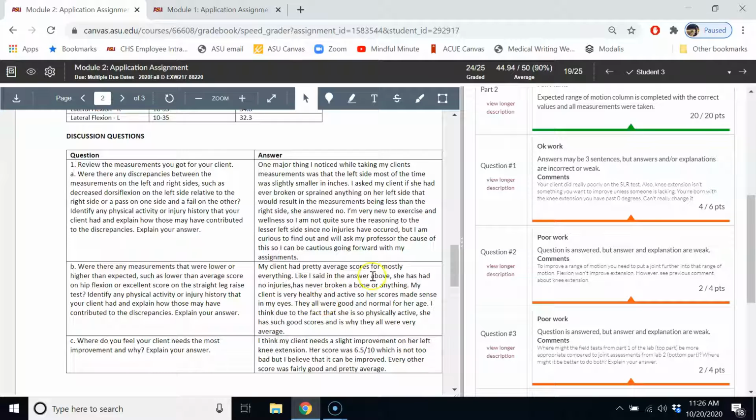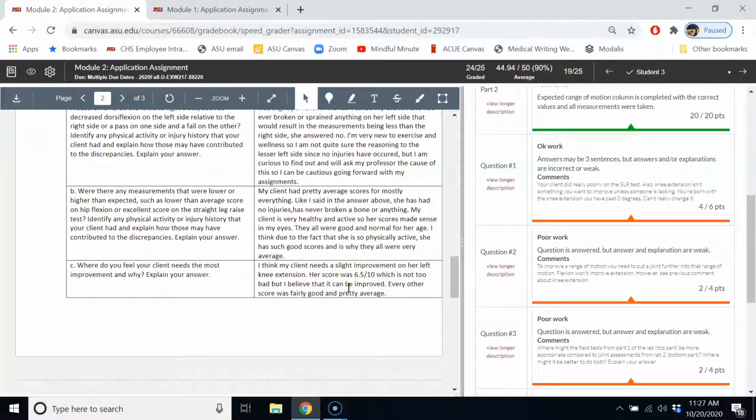And then again, you just analyze their lifestyle, analyze their occupational risk factors, or their activities of daily living, or their physical activity, or their history of injury, and say, okay, what could possibly be the reason why this range of motion is so lacking? And I want you to talk about that. So a lot of critical thinking.